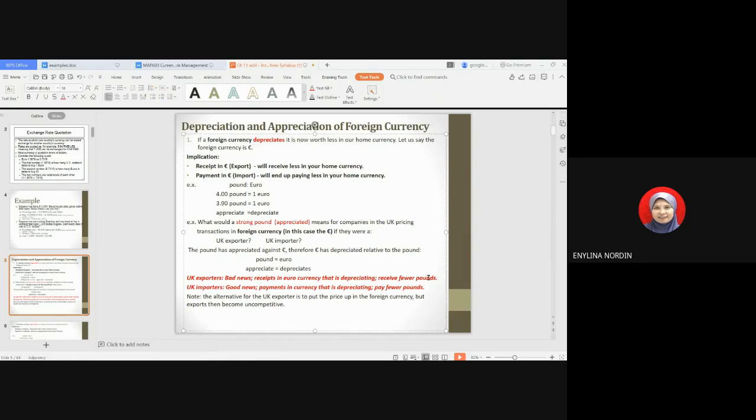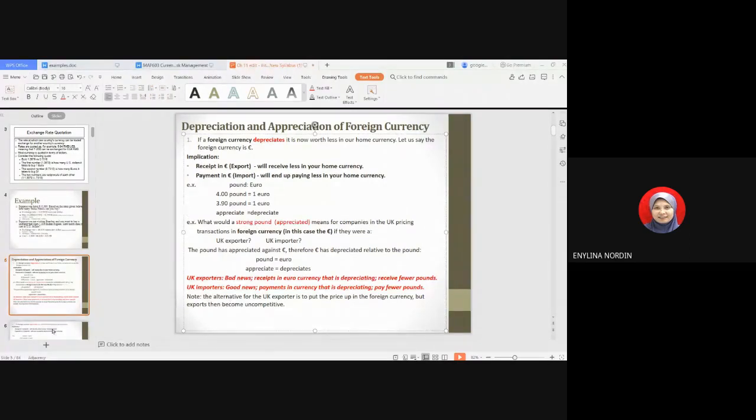So how to get more pounds? That means you have to sell or export your goods or services and charge at a higher foreign currency price. But then the negative impact is that your product in the foreign countries will be less competitive. So maybe there will be no demand for your goods and services. But what about if you are the UK importer? If you are a UK importer, that means your currency is appreciating, right? Stronger than the foreign currency. That means you will pay less. So this is a good thing for the UK company or importer.